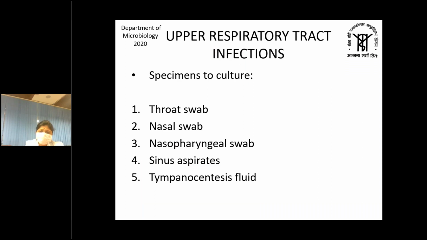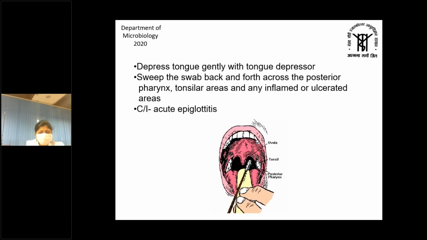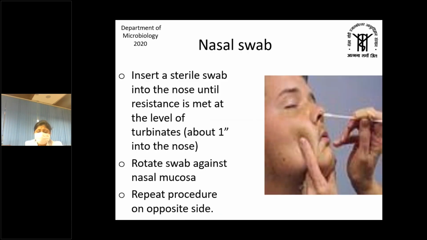Upper respiratory tract infection specimens to be cultured are throat swab, nasal swab, nasopharyngeal swab, sinus aspirates or tympanocentesis fluid. The most common ones are nasopharyngeal swab and throat swab, for which transport medium for the virus is available, and these are the various kinds of swabs or kits that are available. I won't go into the technique of throat swab collection. However, you can depress the tongue and sweep the swab completely across the tonsillar areas and any inflamed areas, and then after a thorough sweeping, withdraw it and send it for culture.